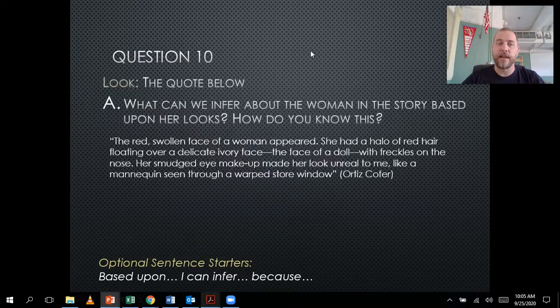And so let's try this with actual text. What can we infer about the woman in the story based upon her looks, and how do you know this? The red, swollen face of the woman appeared. She had a halo of red hair floating over a delicate ivory face, the face of a doll, with freckles on her nose. Her smudged eye makeup made her look unreal to me, like a mannequin seen through a warped store window. So, what can we infer about this character?